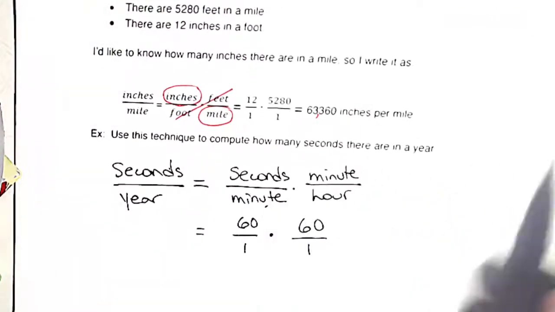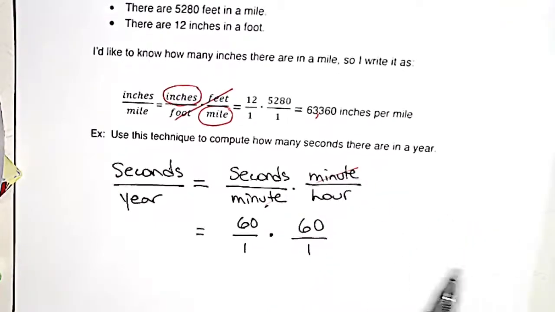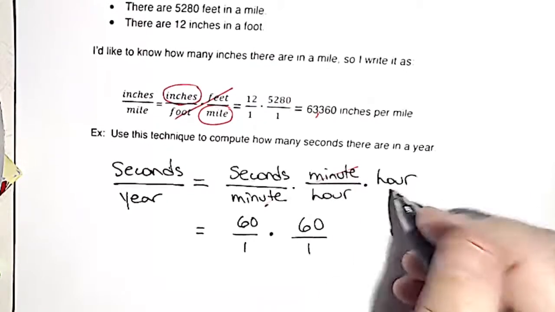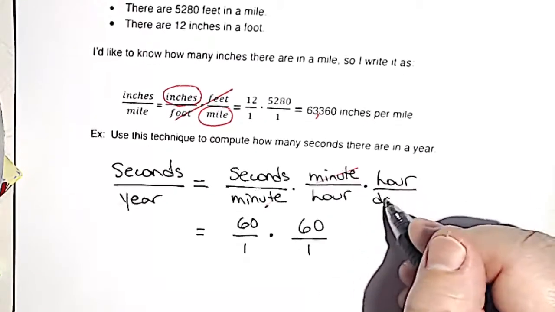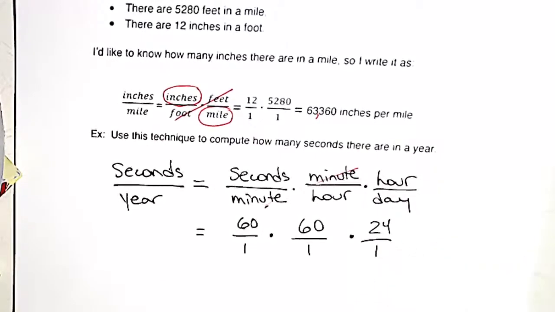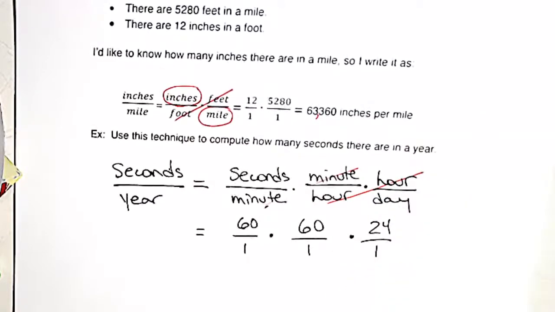So the minutes are going to cancel now. This is good. And now I need to start with hours. Now, I don't know how many hours there are in a year, but I know how many hours there are in a day. That's 24 to 1, right? And then I'm going to be able to cancel the hours.